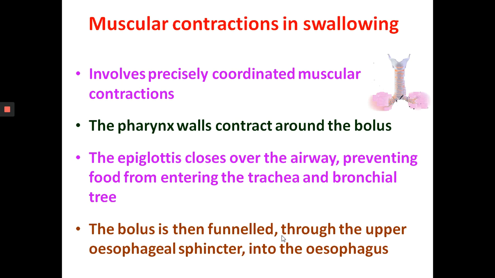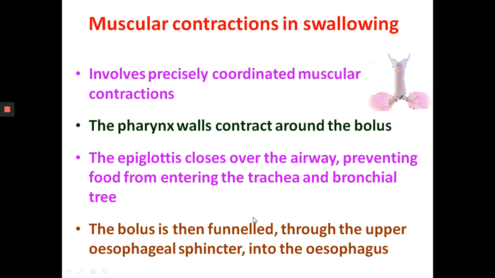The muscular contractions in swallowing involve precisely coordinated muscular contraction. The pharyngeal wall contracts around the bolus. So the contraction of the wall of the pharynx pushes the bolus backwards. The epiglottis closes over the airway opening. The epiglottis will close this opening, preventing food from entering the trachea and bronchial tree.